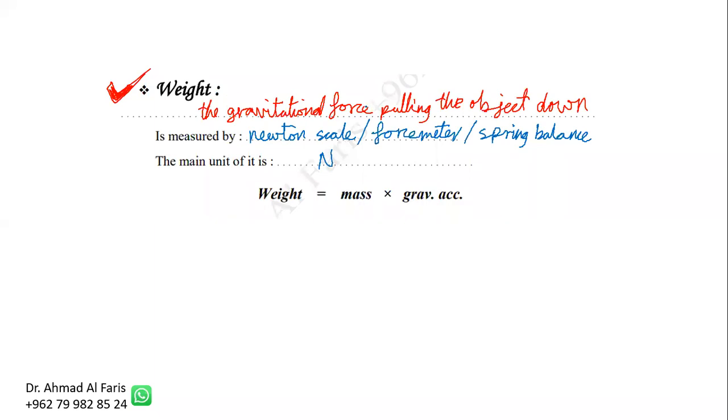The weight is the gravitational force pulling the object down, and it can be measured by several instruments. Like what? Like a Newton scale, like a force meter, like a spring balance, where the extension gives the force, as we are going to study in Hooke's law. Now it is measured in newtons, and the formula for the relationship between weight, gravity and mass is weight equals m multiplied by g, and g changes according to the planet.